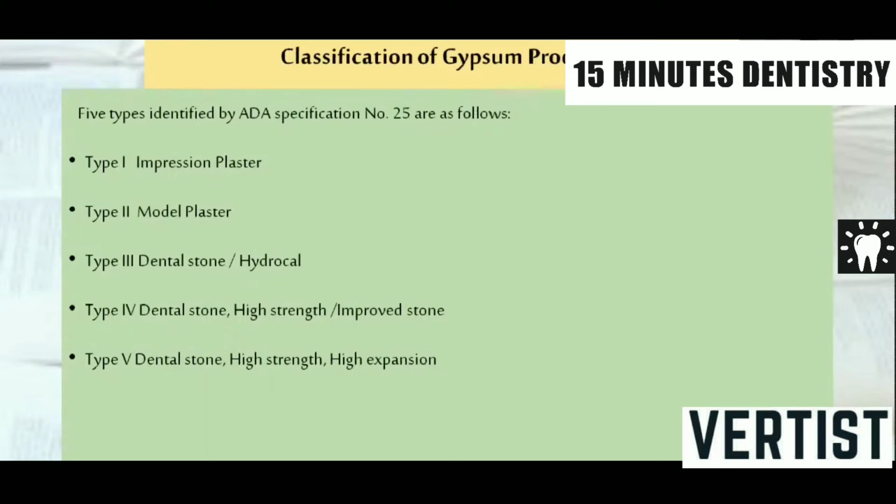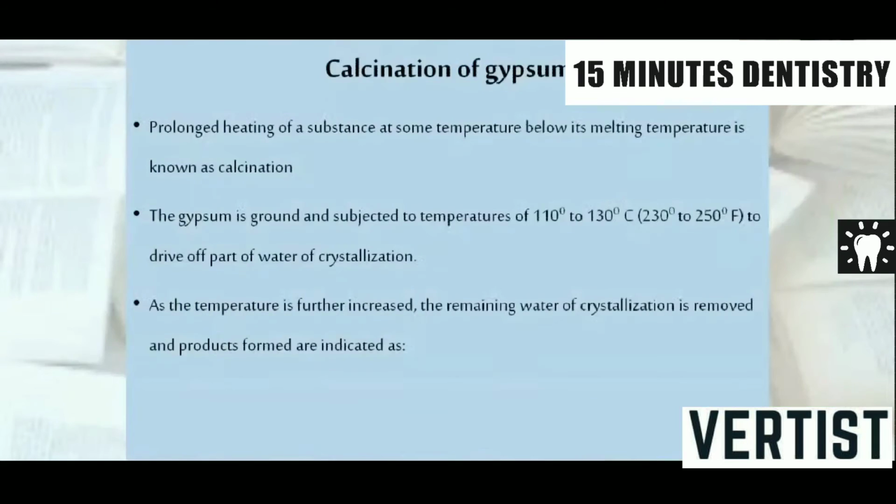Type 4 is dental stone, high strength and improved stone. We use it where we want strength in that particular stone. Type 5 is dental stone, high strength and high expansion. High expansion we require so that it compensates the casting shrinkage. When we make the wax pattern of this model and do the casting, to compensate that casting shrinkage we require a dental stone with high strength and high expansion.